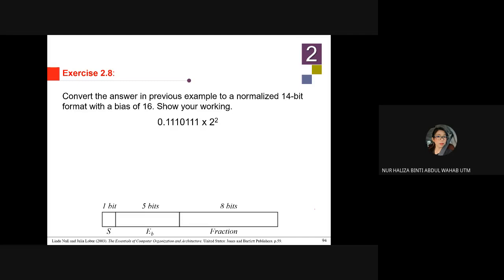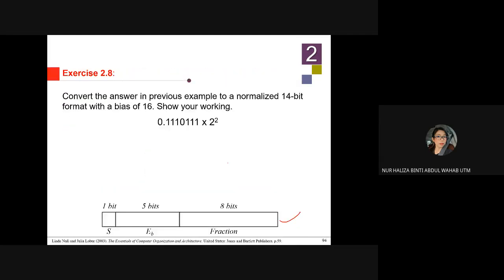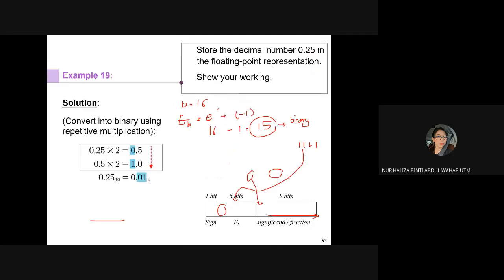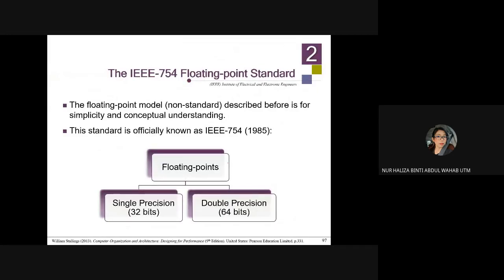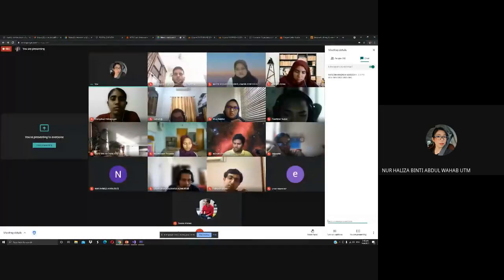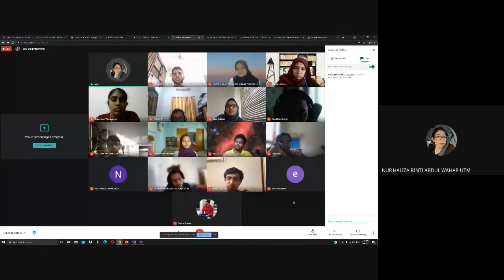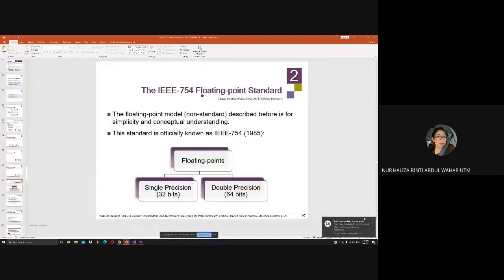So please try to do exercise 0.8. How you get your answer. And another exercise is 2.9. So I already gave you three examples. Now you're going to do 3 exercises by yourself. So, is there any question until here? Because I'm going to move to the next subtopic. So, any question? Easy, right? So, I hope that all of you will score in your test 1. Most of you will be getting 80% and above. So, let's move to the next subtopic.